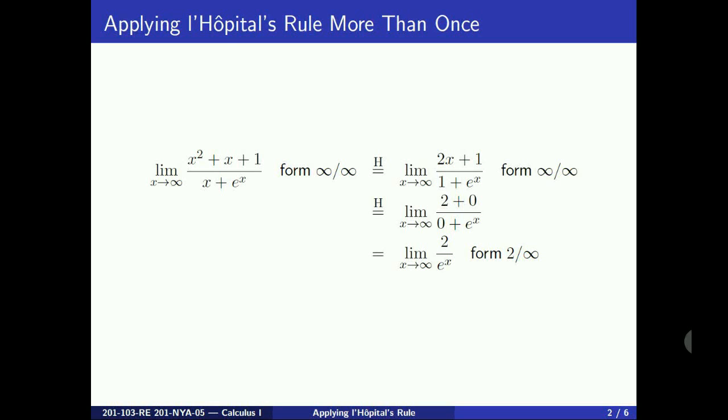Now, this is the limit of the form 2 over infinity. And this is not an indeterminate form. Dividing 2 by increasingly large numbers will give numbers that are getting closer and closer to 0, and therefore the limit is 0.